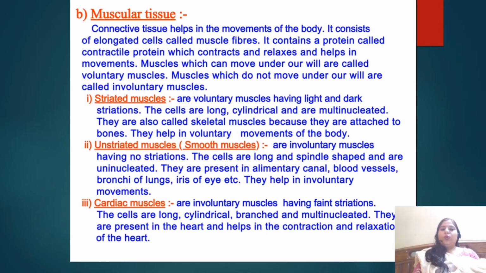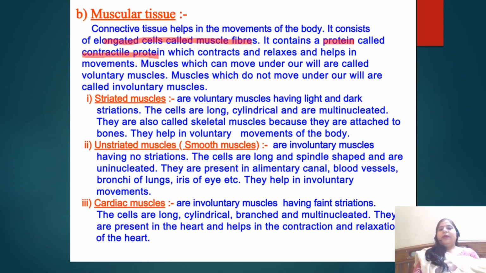Next, we will move on to the types of muscular tissue. Muscular tissue consists of elongated cells called muscle fibers. These muscles are made up of proteins called contractile proteins. There are 2 proteins, actin and myosin, which help in the contraction and relaxation of the muscle.